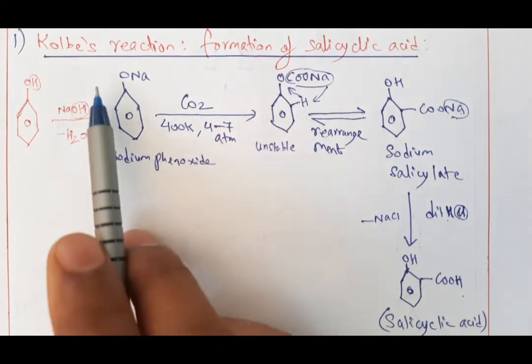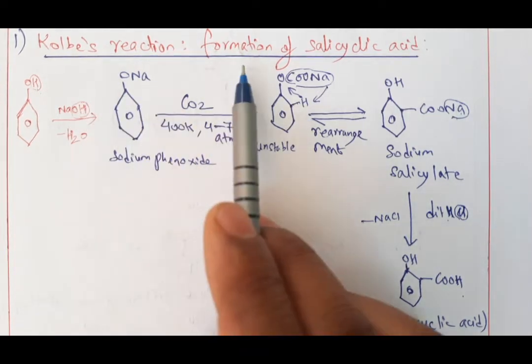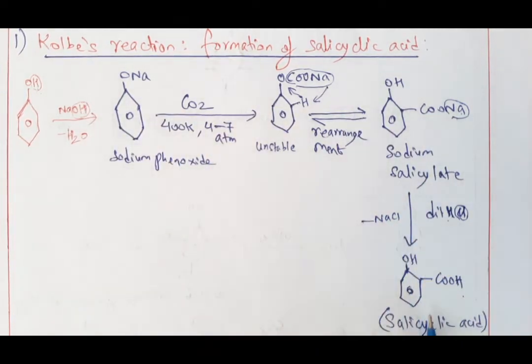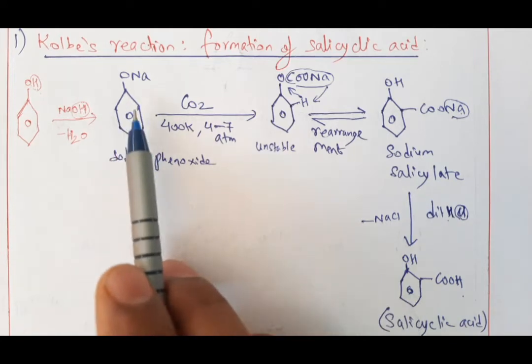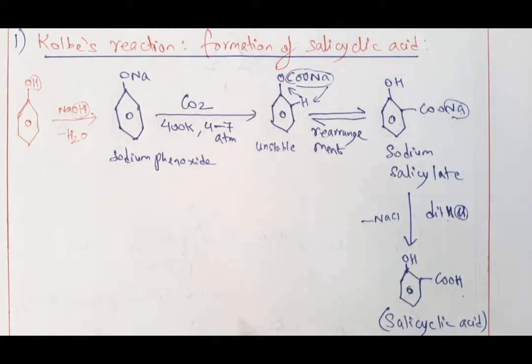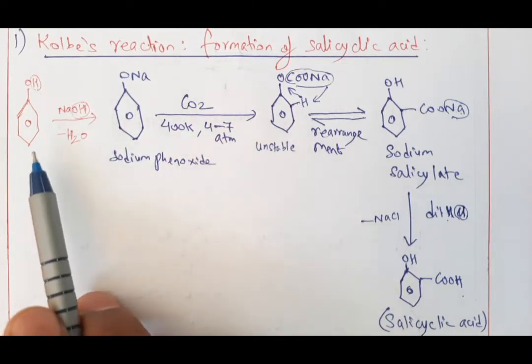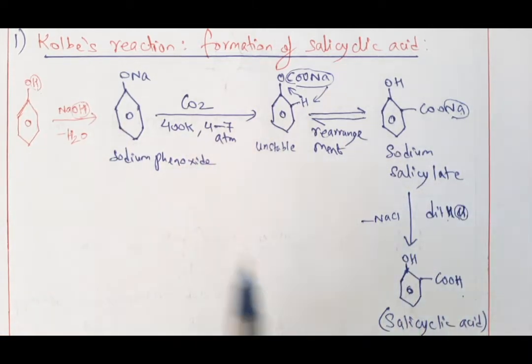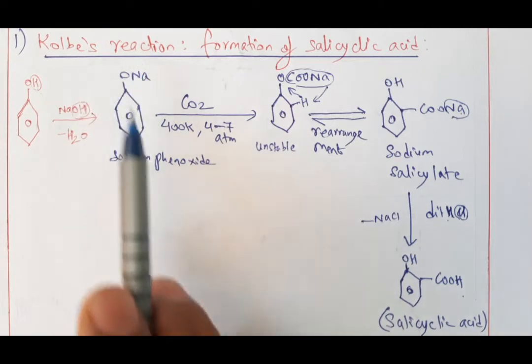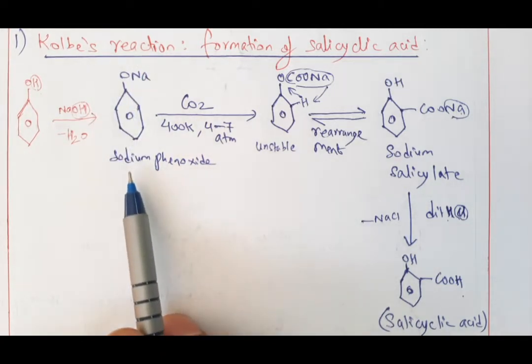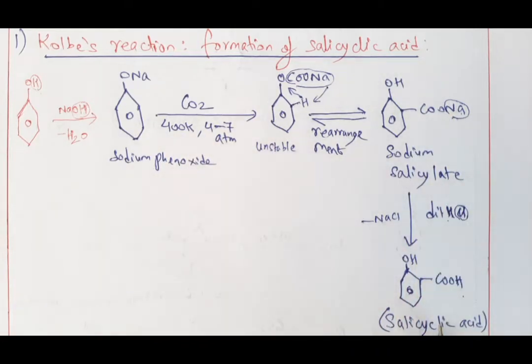So do remember, with the help of Kolbe's reaction, we prepare salicylic acid. If you want, you can repeat the video to understand better. By Kolbe's reaction, we prepare salicylic acid from sodium phenoxide. I have shown you the reaction from phenol to salicylic acid, but actually the Kolbe reaction starts from sodium phenoxide and ends in salicylic acid.